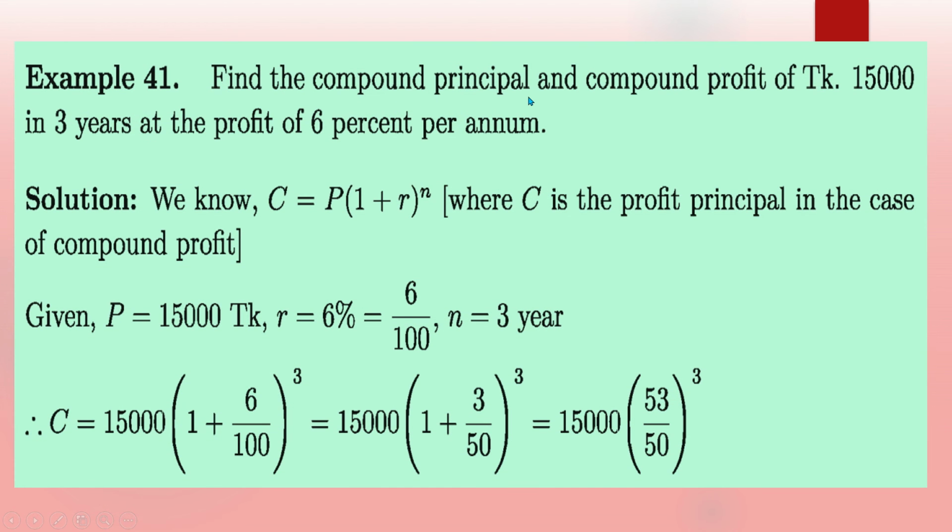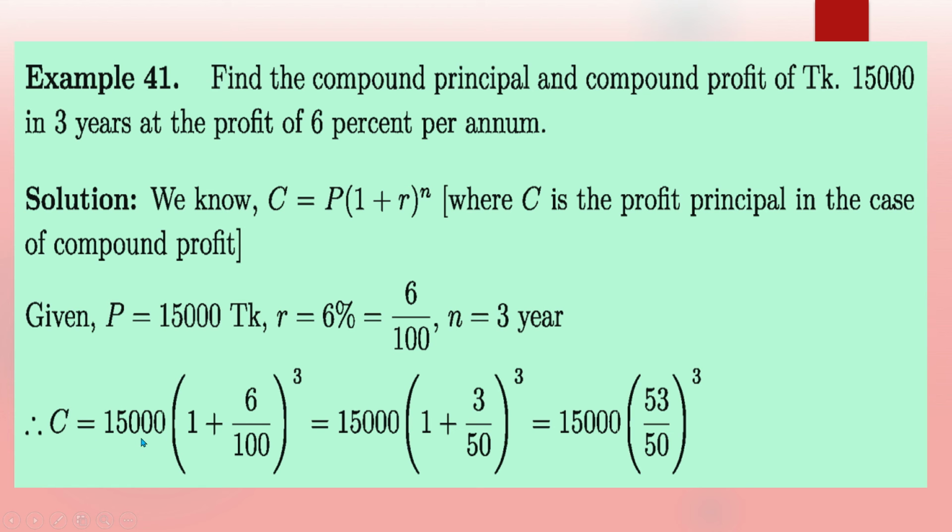49. Find the compound principal and compound profit of taka 15,000 in 3 years at the profit of 6% per annum. Very easy math. We know compound principal is equal to P into 1 plus R to the power N, where P is equal to the given principal, R is equal to the rate of percentage, N is equal to time. Here P is equal to taka 15,000, R is equal to 6%. 6% means 6 by 100, and N is equal to 3 years.